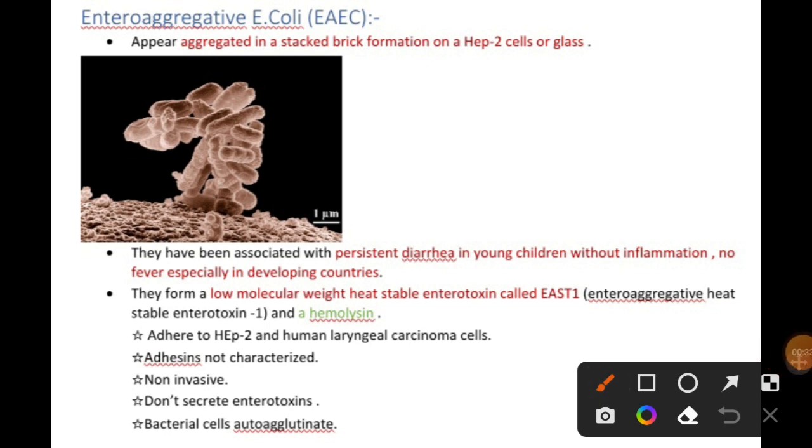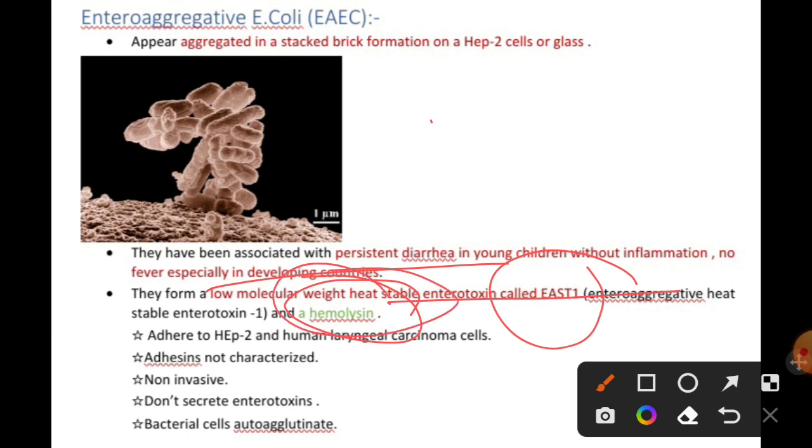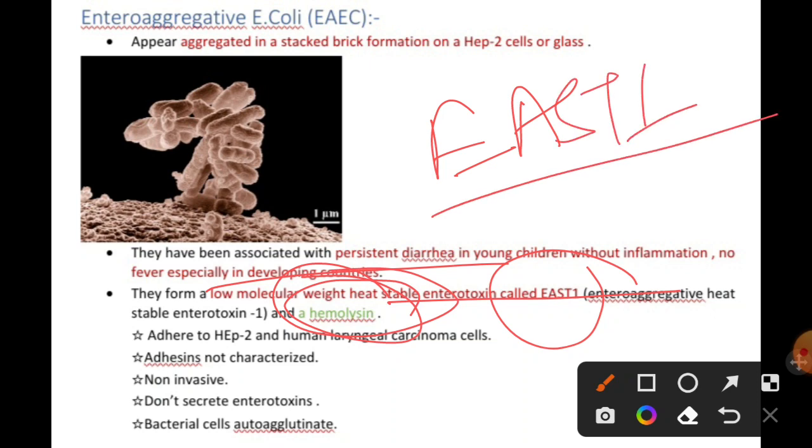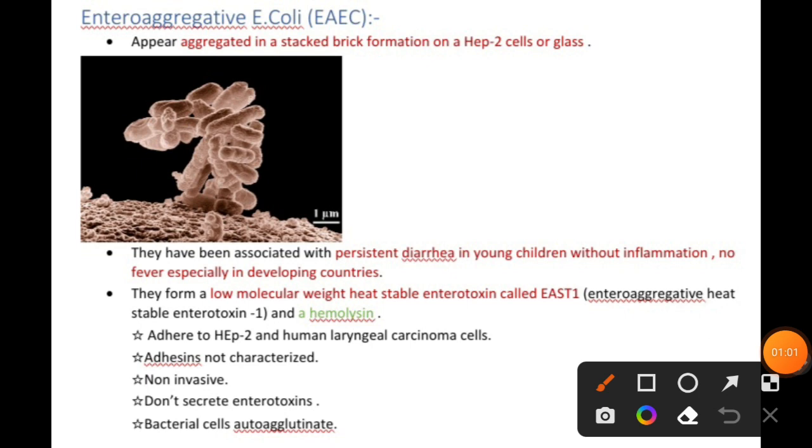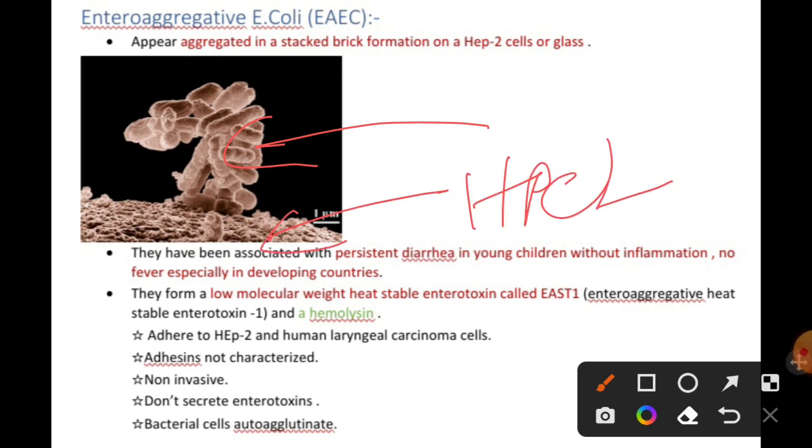They form a low molecular weight heat-stable enterotoxin called EAST1 and a hemolysin. So they have the ability to produce persistent diarrhea in young children without any fever or inflammation in developing countries, and they appear aggregated in a stacked brick formation on HEp-2 cells.